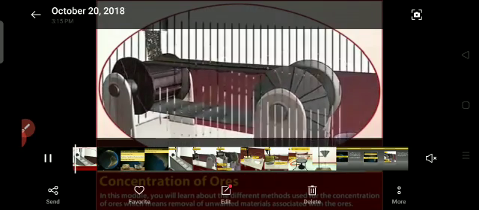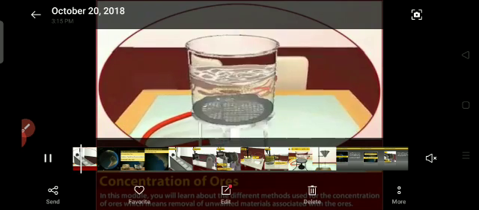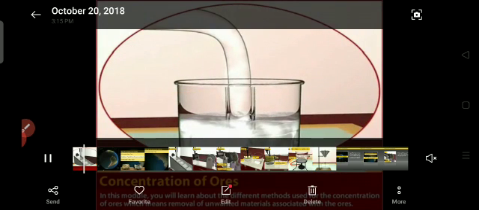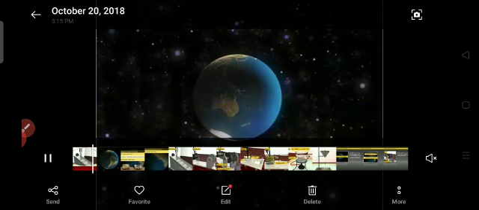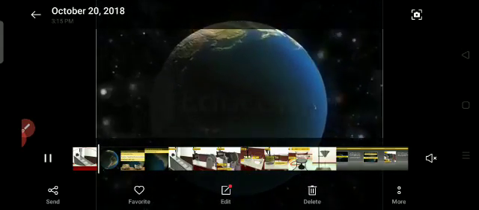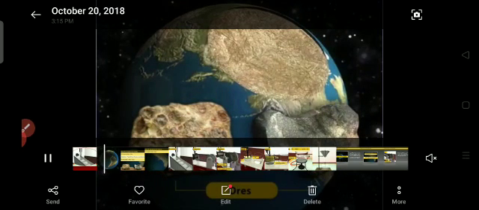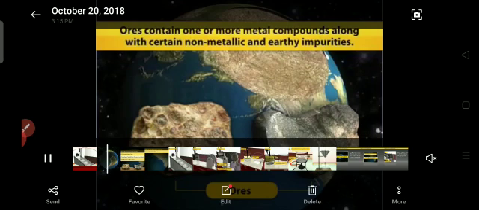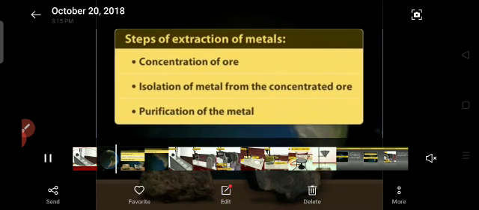So here we see three types: froth flotation method, the gravitational method and magnetic separation method. Minerals from which metals can be extracted conveniently and economically are called ores. So from the minerals, ores are separated. It is formed in the form of a solid like rock. Ore is present in the earth crust. Ores contain one or more metal compounds along with certain non-metallic and earthly impurities.